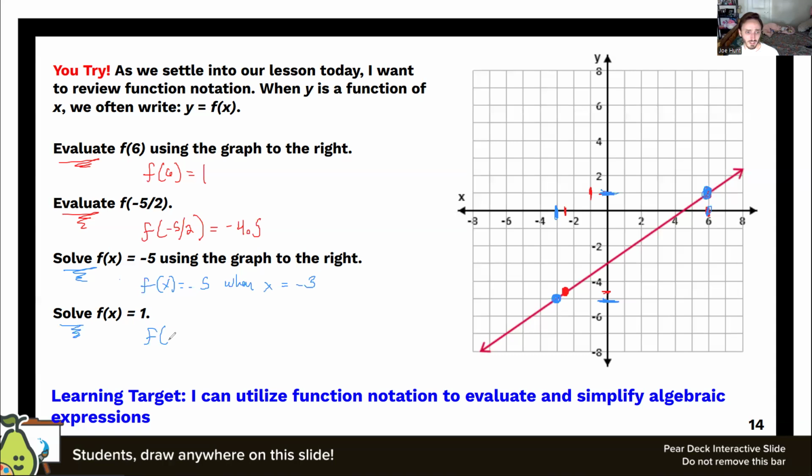So really all we're doing here is just swapping the process. Evaluating says for an input, give us the output. Solving says for an output, give us the input that gets you where we want to go.